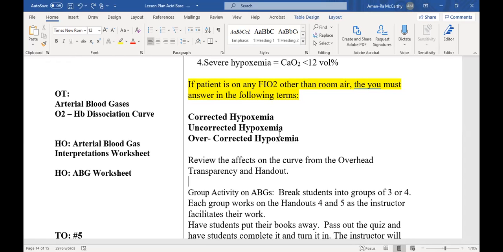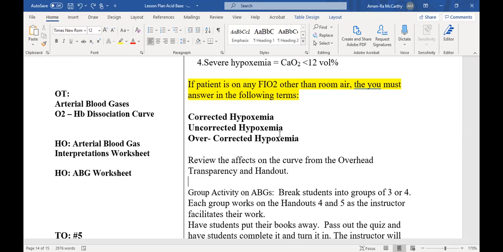Say you bump him up to 50% oxygen, and now his PaO2 is 85. Then you call it corrected. We have finally corrected hypoxemia. The only time you say mild, moderate, severe is if they're on room air. If they're not on room air, then you have to let me know: did you correct it, is it still uncorrected, or did you overcorrect it?